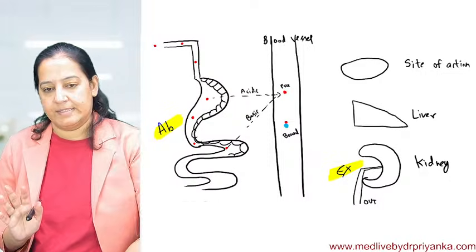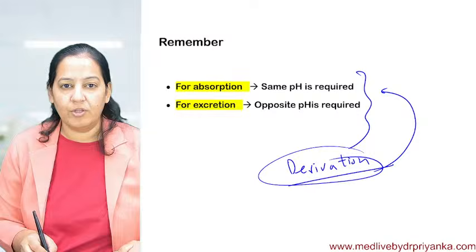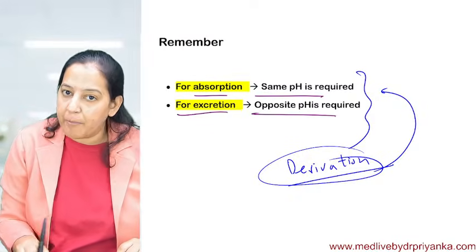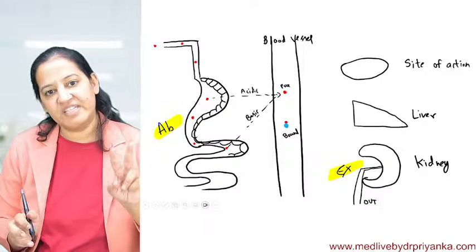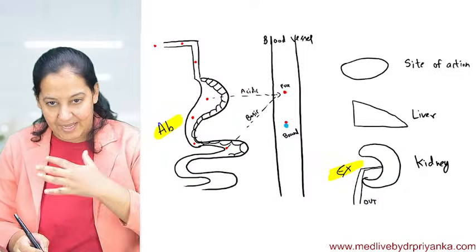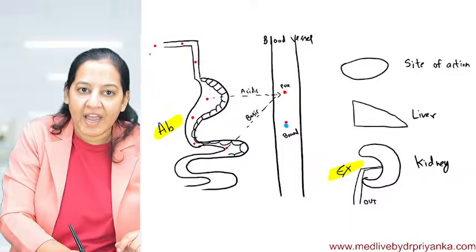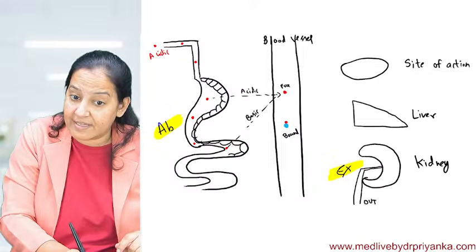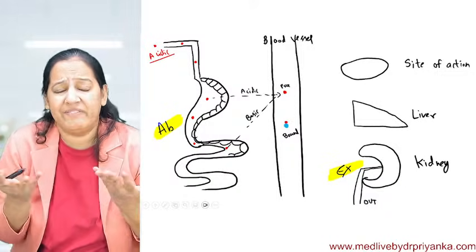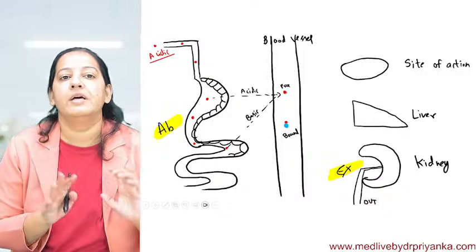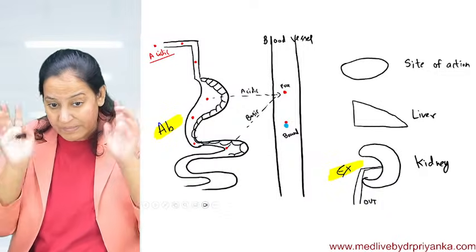Listen. Learn the golden rule. For absorption, the same pH is required. For excretion, the opposite pH is required. We will take two drugs one by one. Suppose this is my diagram, my internal organs diagram. I am taking a weakly acidic drug. Whenever I say acidic or basic, I mean weak acid and weak base. Strong acids and bases are 100% ionized.